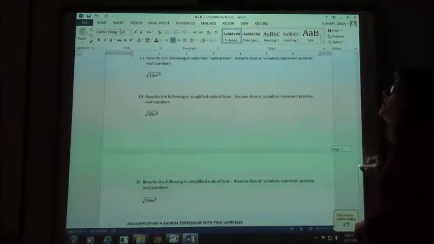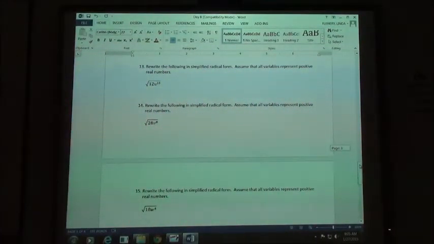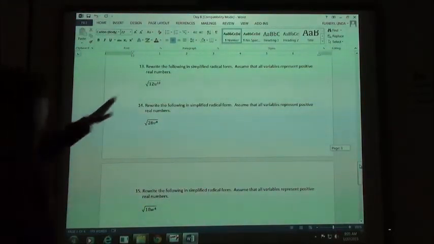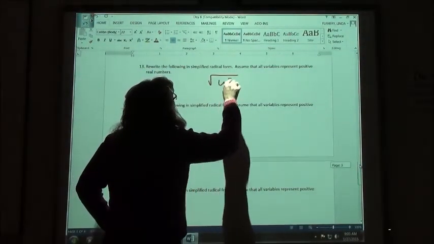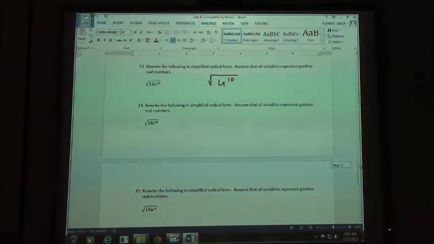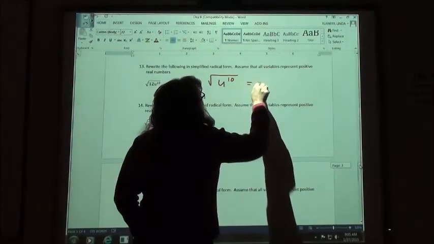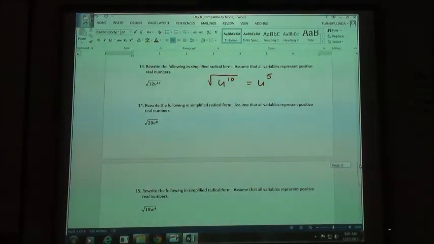Now they're throwing in some variables. When you take the square root of something with an exponent, if you have an even exponent, it is a perfect square. The square root of something with an even exponent, you do half of. So, forgetting that the 12 is there for a minute, if I'm just doing the square root of u to the 10th, all I'm doing is doing half of that and taking it out of the square root. The square root of u to the 10th is u to the 5th, because if I take u to the 5th times u to the 5th, I add my exponents, and 5 plus 5 is 10.